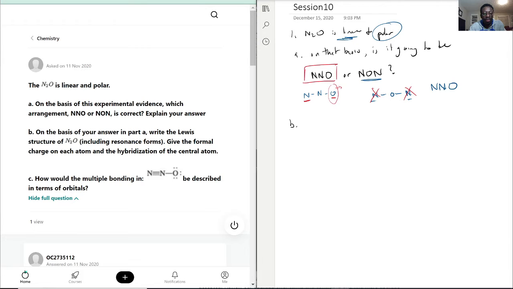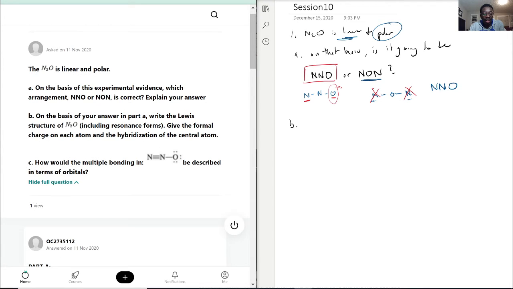Okay? And now for B, on the basis of the answer in part A, we're now going to draw a Lewis structure of N2O, including resonance forms, and give the formal charge and hybridization.